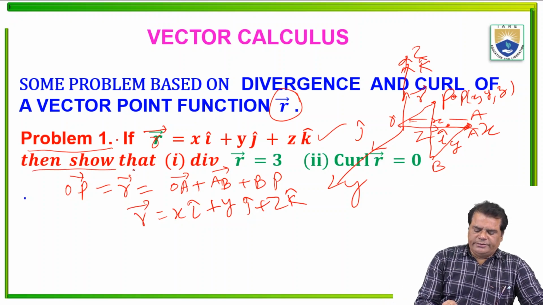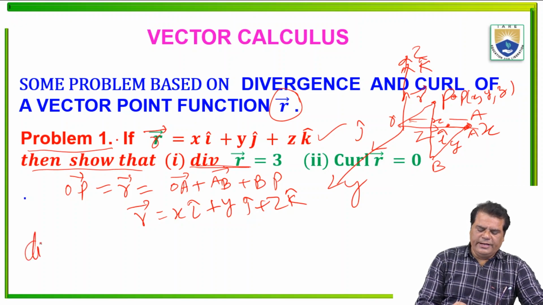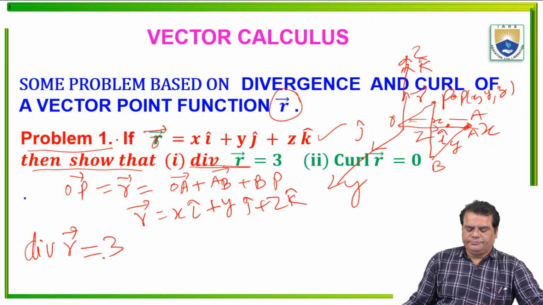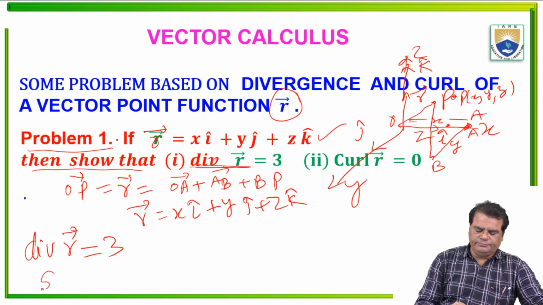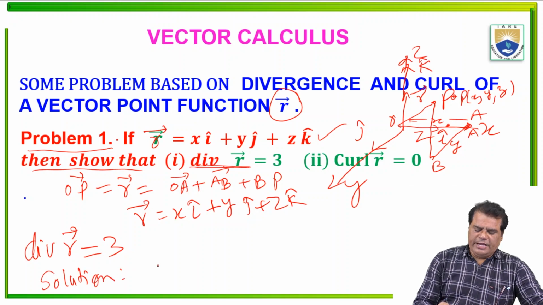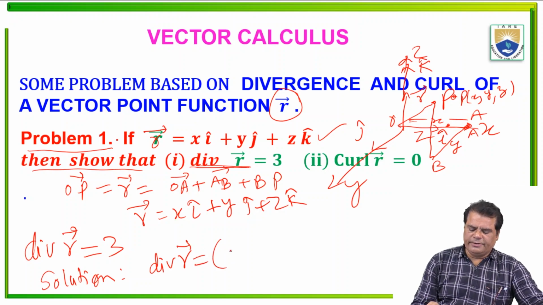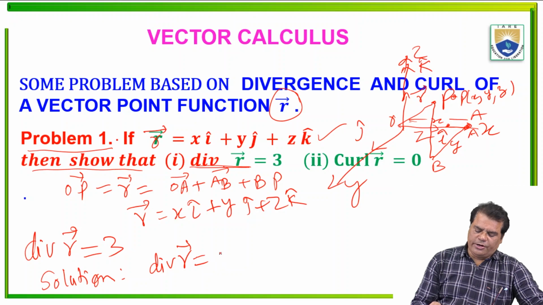Then here we want to show that divergence R equals 3. So now the solution. Divergence of vector R. Divergence means del dot R vector.